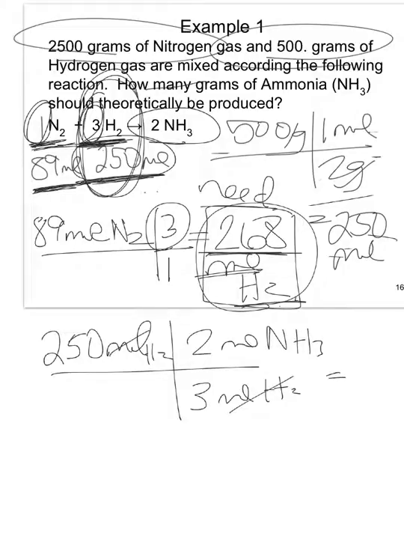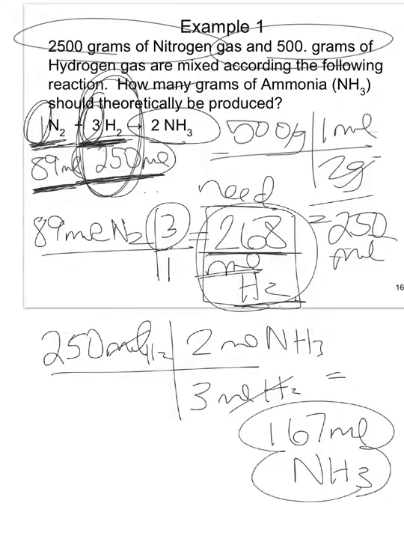So 250 times 2 divided by 3, and I should make 167 moles of NH3. That's how much should be produced. Now, you could always go back and say, well, how much of this is left over? And that's another question we should tackle.